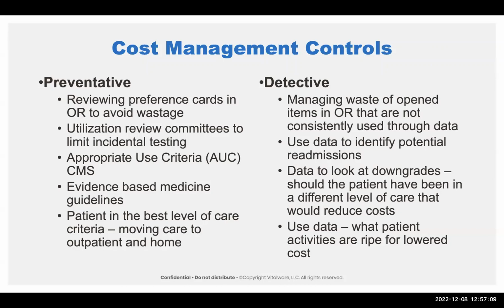Data to look at downgrades. Should the patient have a different level of care? Use data. What patient activities are ripe for lowered costs? So are we bringing patients into a higher cost alternative? And we've seen quite a move from inpatient elective procedures to outpatient procedures, and even more so into outpatient surgery centers. You know, where can we get that best cost?